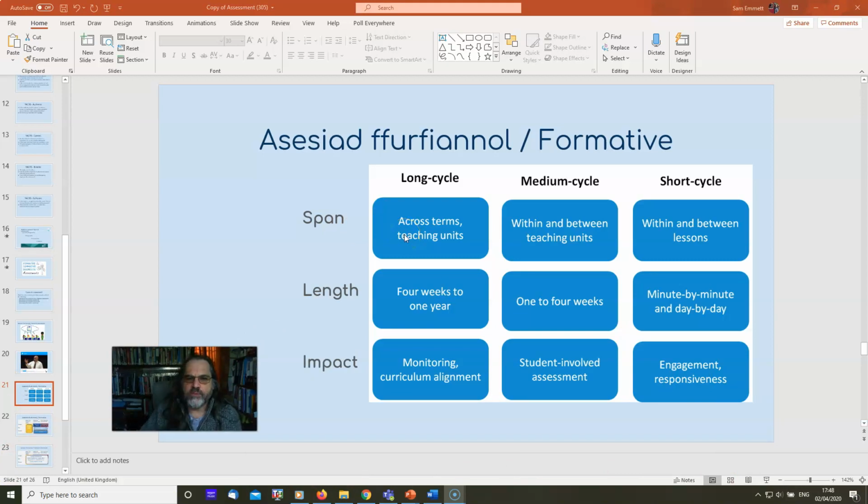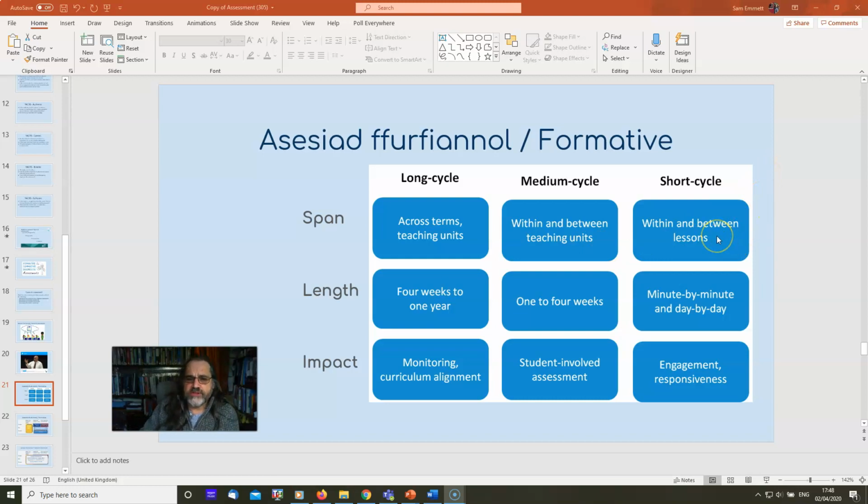So a long cycle will be across teaching units. This is where technically you're building these formative assessments over a period of time to check the learning is staying on track. There can be forms of interim assessment, provided they're being used formatively, then they're fit for purpose. In the medium cycle, that's right between teaching units. So you've already done 2 units. Some of that assessment is being used to inform this assessment and your development.